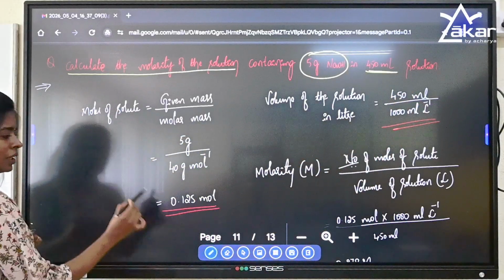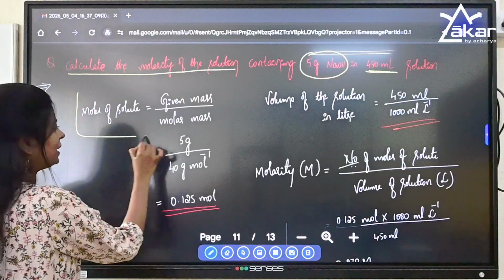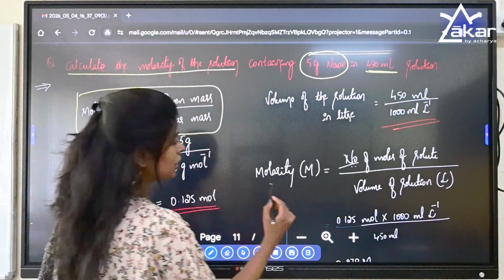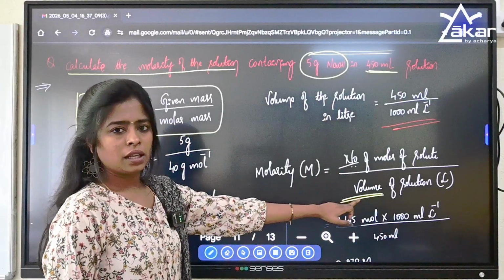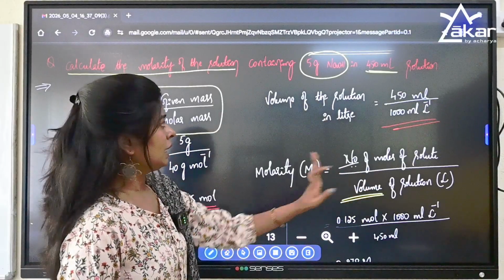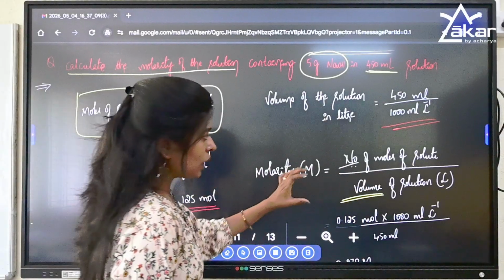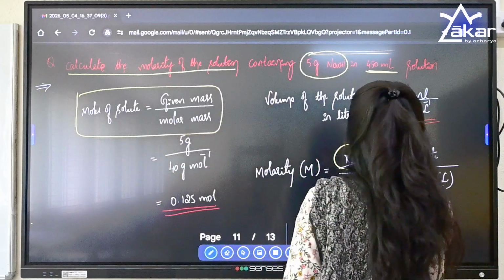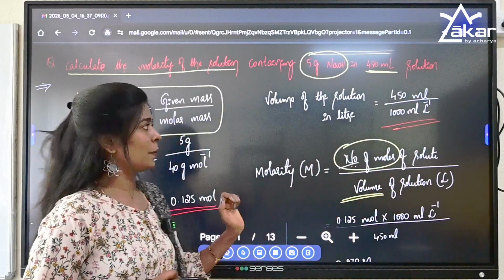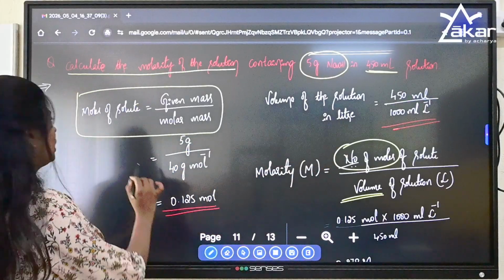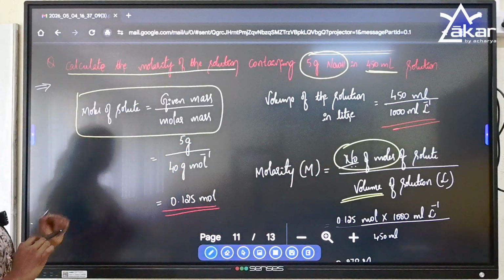So we know the formula to calculate the molarity. What is the formula to calculate molarity? Number of moles of solute by volume of solution which is taken in liter. So what is the data that we require? Number of moles of solute we need to know and volume of solution we need to know. So number of moles. What is the formula to calculate the number of moles?